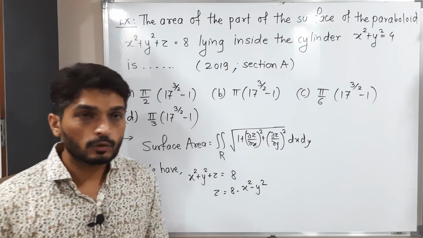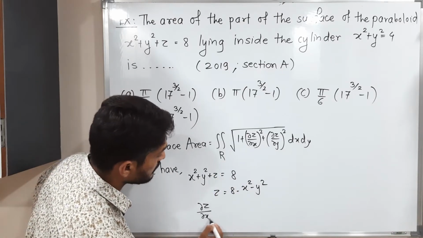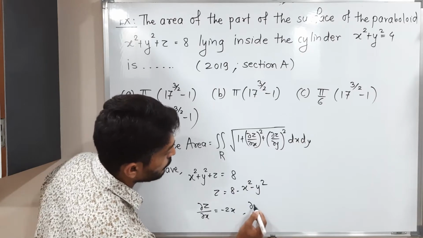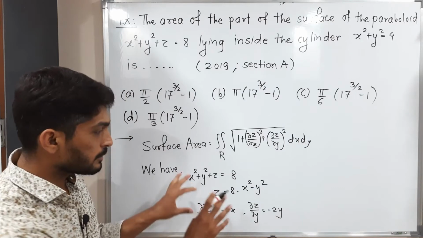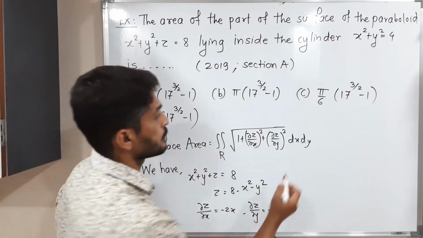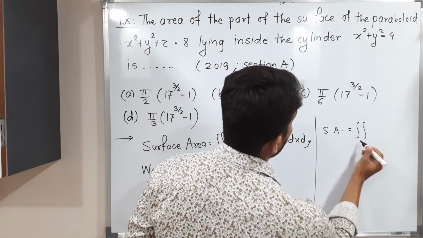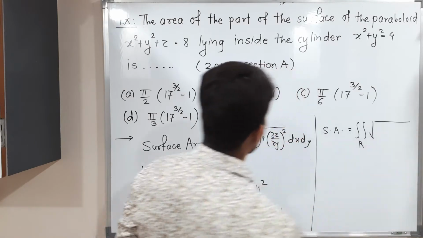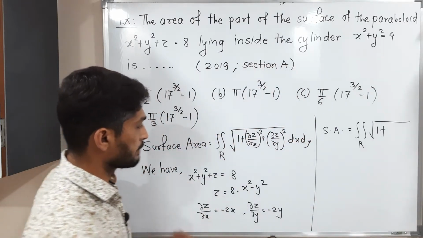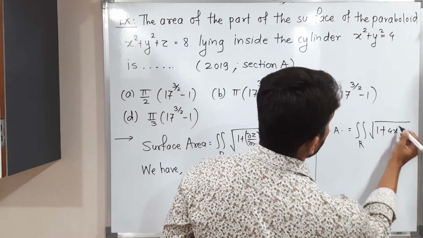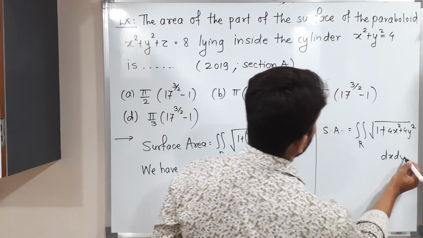So let us find those partial derivatives. The derivative of z with respect to x is −2x, and the derivative of z with respect to y is −2y. Let us put both in this equation. So the surface area, in short, is equal to the double integration over R of the square root of 1 plus ∂z/∂x squared, which gives 4x², and here 4y², dx dy.